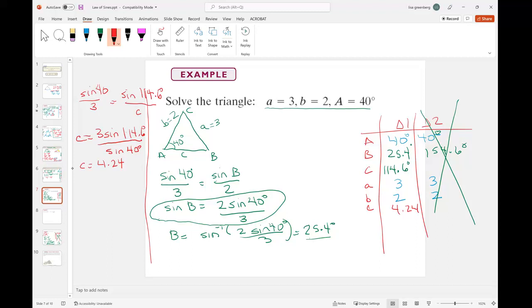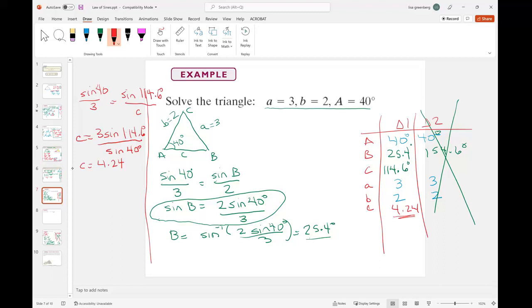Oh yeah, because C is obviously bigger than A and B, so it should be the biggest side, and it is. And that's it. And that's really the law of sines. It is really very straightforward.